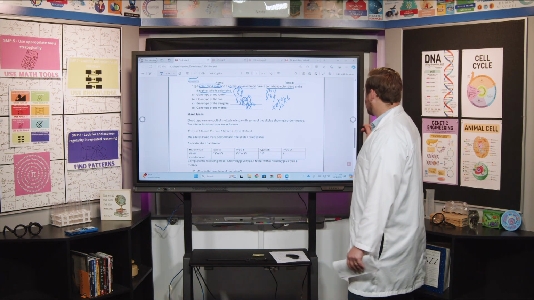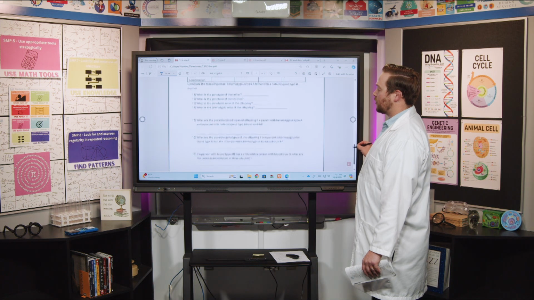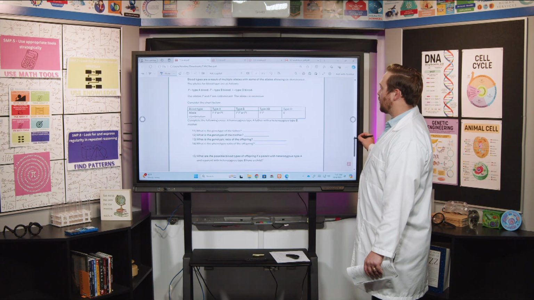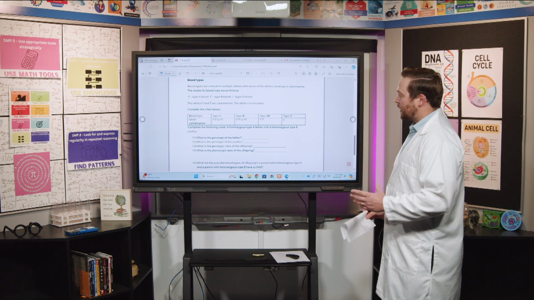Okay? Great. Okay, so we're looking at blood types. Here are the last couple of questions, so just hang in there with me. Y'all are doing great. Okay, so now we're dealing with blood types.